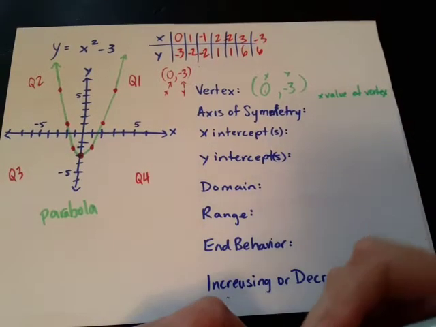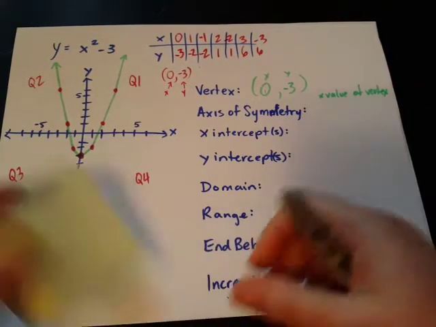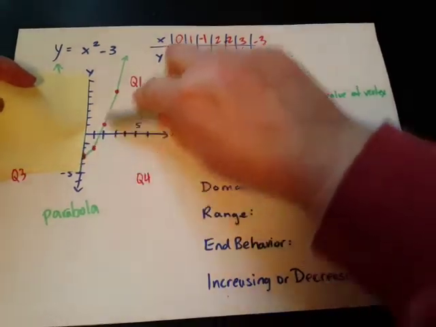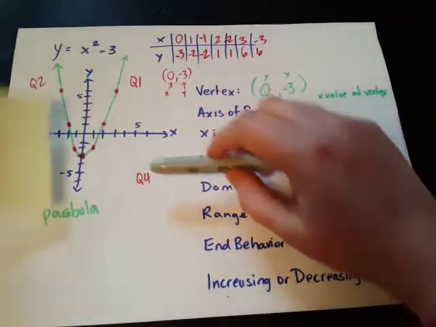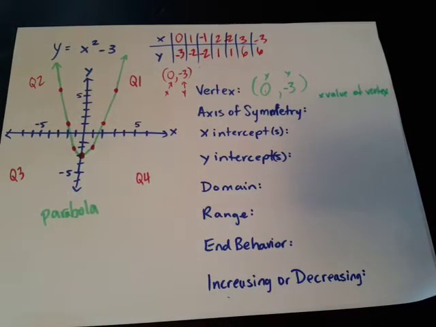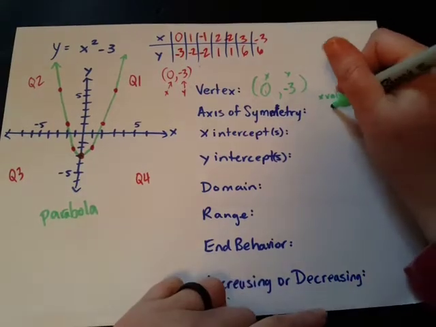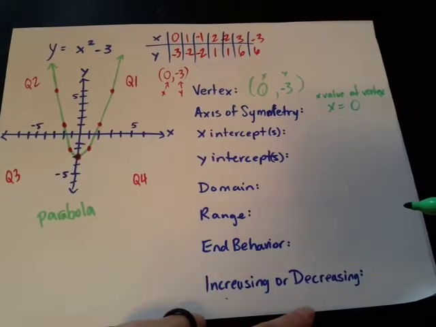So an axis of symmetry is like a mirror, where the function itself is reflected. If we look here and look in the mirror, we can see how this would be a reflection of that one. So the axis of symmetry is when x equals 0. Notice that this is the x value of the vertex.